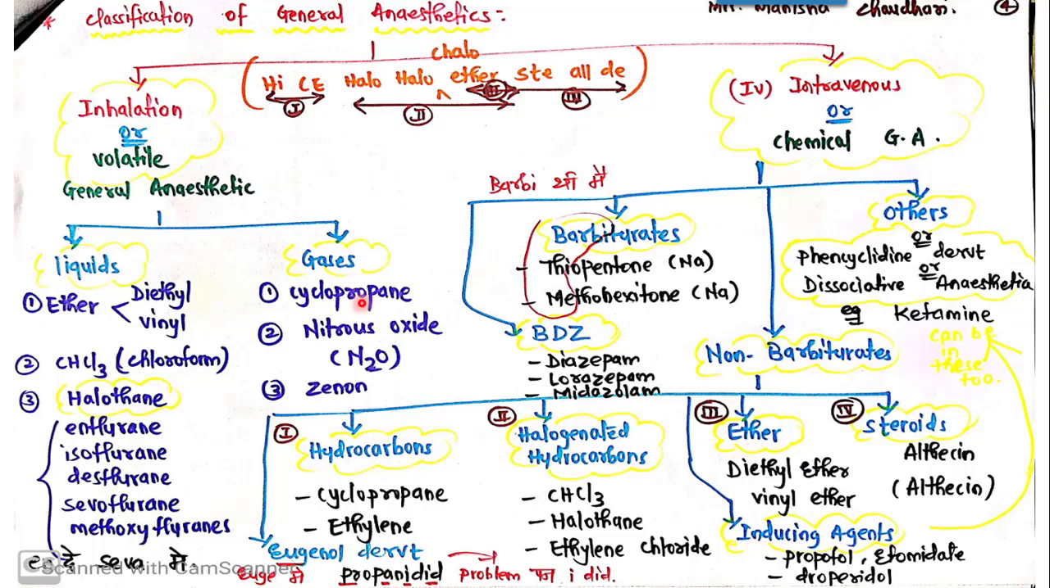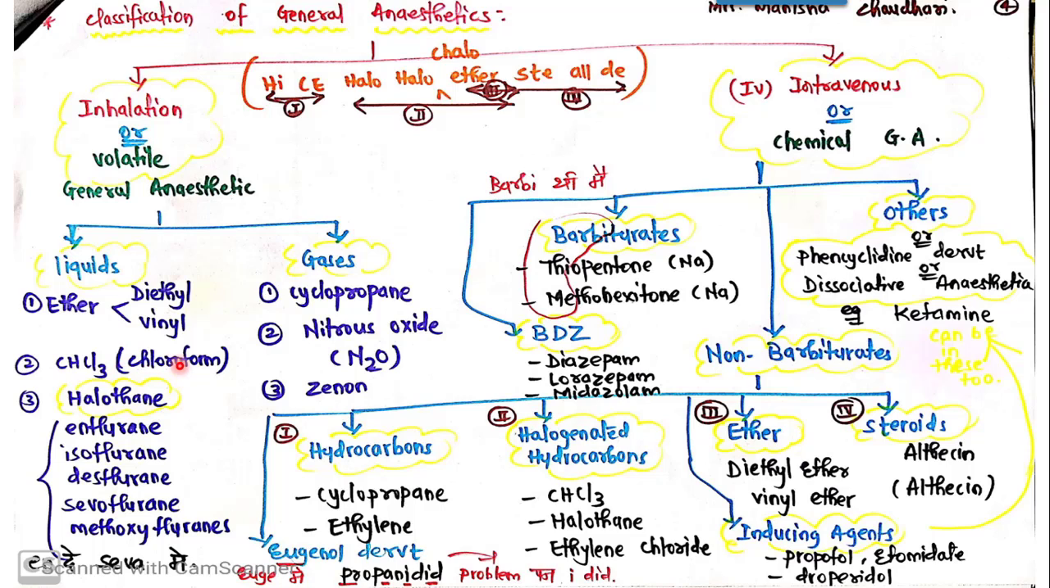As the name suggests, gases are in gaseous form. Liquid examples are ether, chloroform, halothane. Now these, ether and chloroform, you very well know. In movies also you might have seen that they used to put some liquid on a handkerchief and keep it in front of the nose of the person they want to kidnap. That chloroform is used to anesthetize that person, which can be recoverable or reversible.